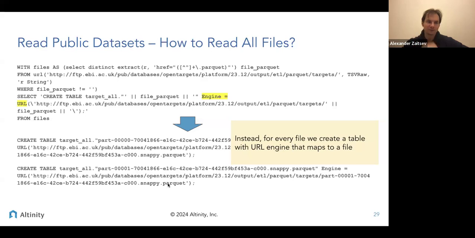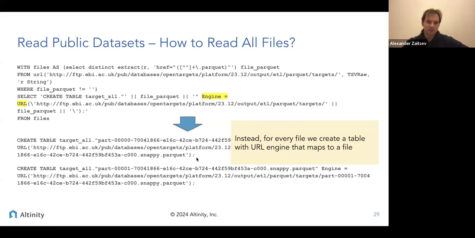I was thinking what we can do and decided to create a special database. And in this database, for every file, we can create a separate table with engine URL. This engine didn't appear yet, but it is the same as the URL table function, but it allows us to create a table which is statically mapped to the particular URL.